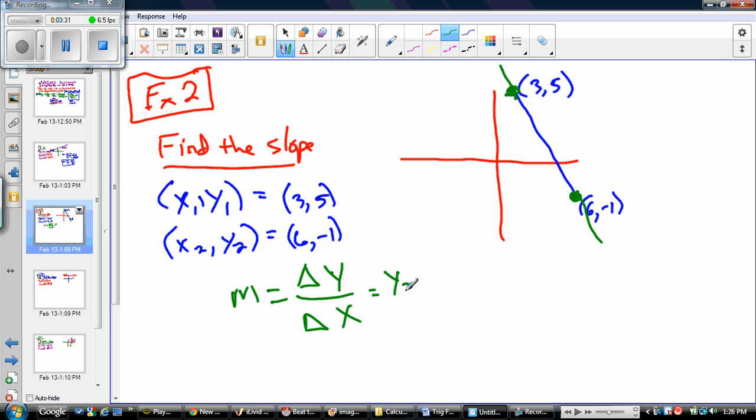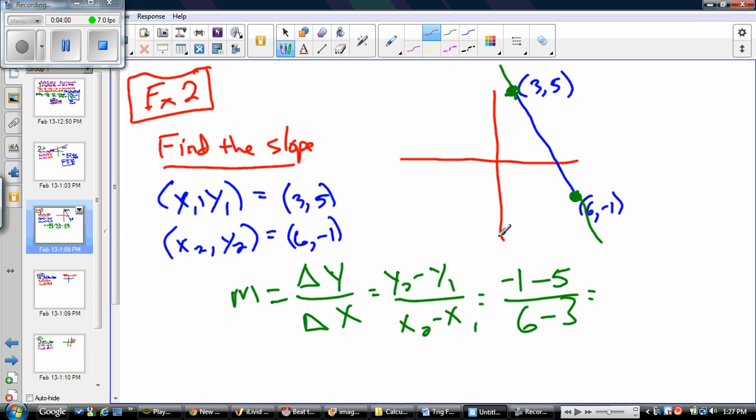We know this is y2 minus y1 all over x2 minus x1. So now I just substitute what I know. What was my y2? Okay, that's negative 1 minus, what's my first y coordinate? That's 5. All over the x2, so I choose the x coordinate from the same point that I started with for the y coordinate, 6. I'm going to get 6 minus 3.